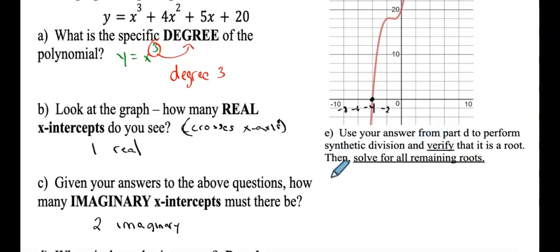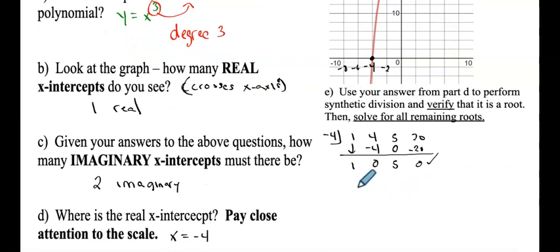Part E says, use your answer from part D to verify that this is a root. Okay, so I'm going to use synthetic division here. I'll plug in -4 and make sure it goes down. So I got 1x cubed, 4x squared, 5x, and then 20. And at the very end of this, I should get a 0 to verify it's a root. -4 times 1 is -4, and that gives me 0. -4 times 0 is 0. 0 plus 5 is 5, and -4 times 5 is -20. So seeing that 0 there verifies it.